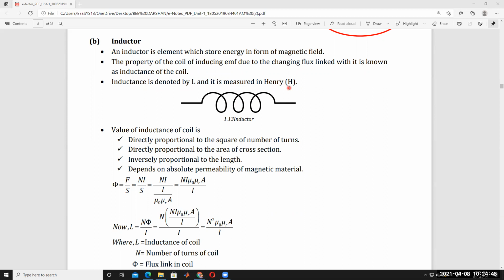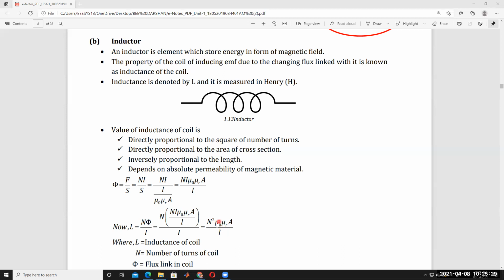Resistance is in ohms, inductance is in Henry. The value of inductance of the coil is directly proportional to the square of the number of turns, N squared, and directly proportional to the area of cross section, A. And it is inversely proportional to the length, L.